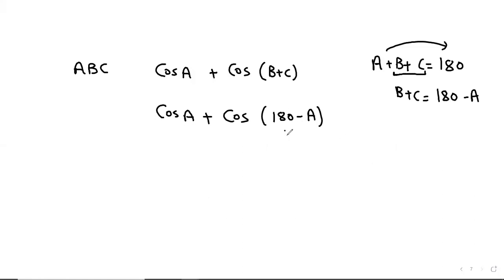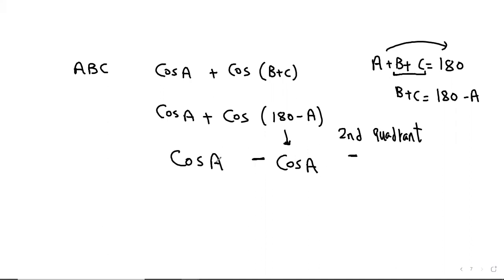Let's have a look at 180 minus A. 180 minus A lies in the second quadrant. And in the second quadrant, cosine is negative. So it will be negative cosine A. And we have here cosine A. So one cancels the other out. Equals what? Equals 0. Let's go to the next one.